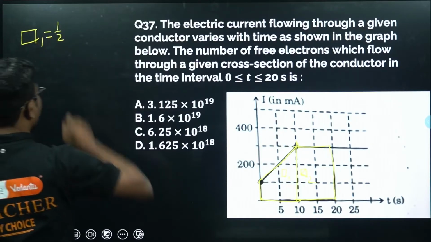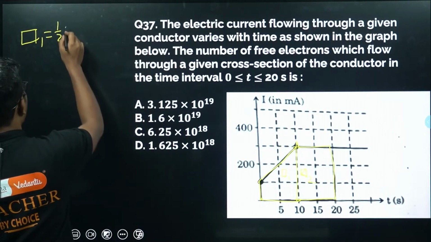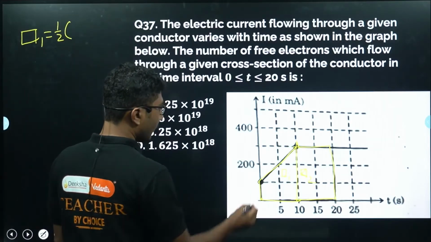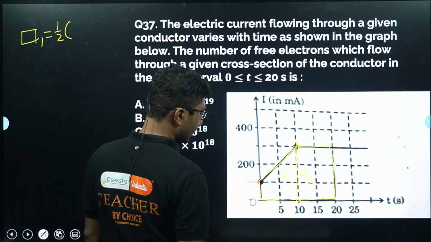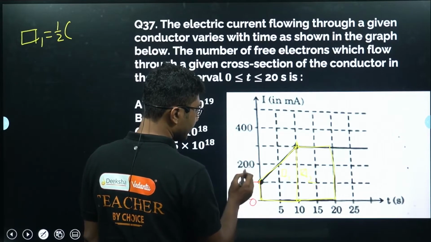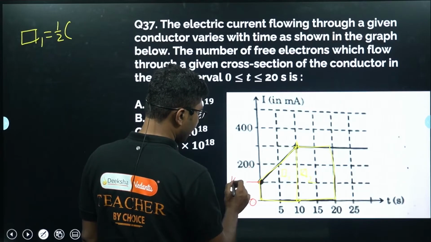What is the area of a trapezium? First of all, one more thing I have to do. What is the value of this? This is 0, right? If nothing is mentioned, this is 0. This is 0, this is 200. So this is in between. So that means it will be half of that, that is 100.